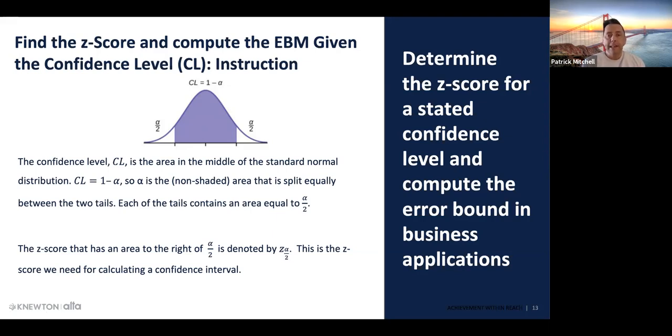So if you split that white area into two parts, it has a combined area alpha, which means each separate area is alpha over 2. The z-score that has an area to the right of alpha over 2 is denoted by z sub alpha over 2. So let me just add a label here. That would be this z-score right here.